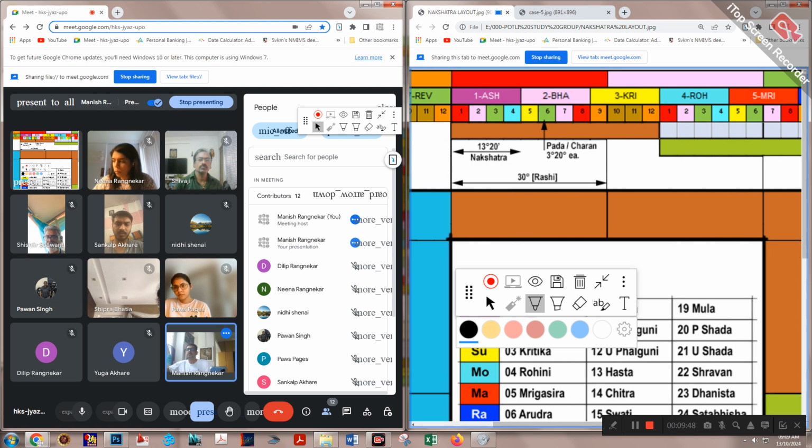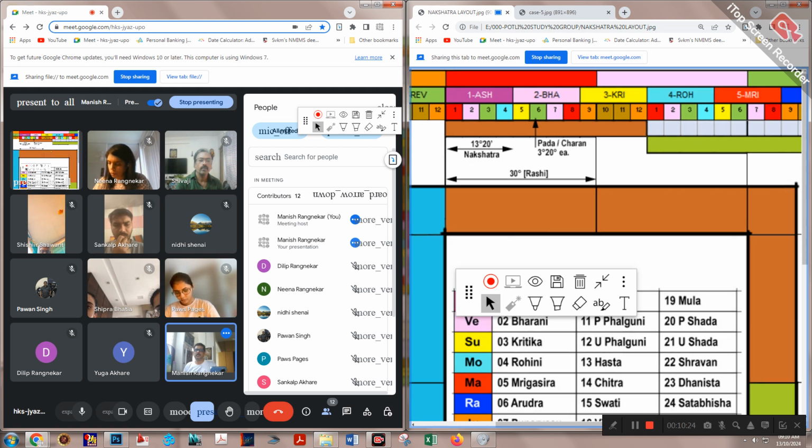Okay. So 30 degrees is the Rashi. 13 degree 20 minutes is 1 nakshatra. 3 degree 20 minutes is 1 pada. Just keep this much in mind, nothing to memorize till now. I have given you some amount of data, which if you want, you can even blank off. The thing that you have to understand very clearly is one Rashi will have 2.25 nakshatra, and each nakshatra will have 4 pada. Bas itna, even if you remember at this point of time, you're safe.